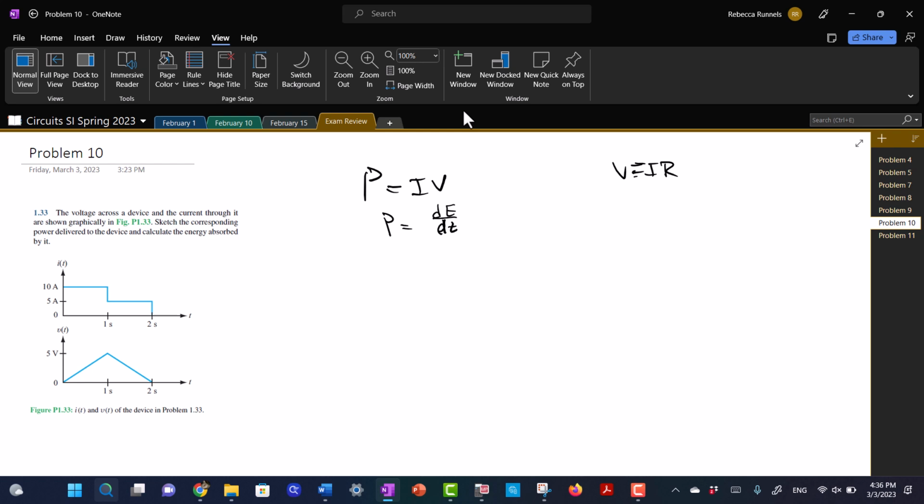In this instance, we're not going to have a constant power, so energy is going to be the integral of the power with respect to time. But first we need to sketch the corresponding power. So we have our time, 1 second and 2 seconds.